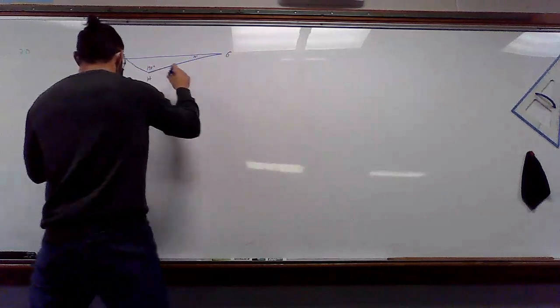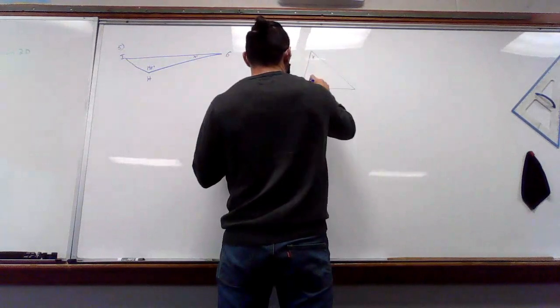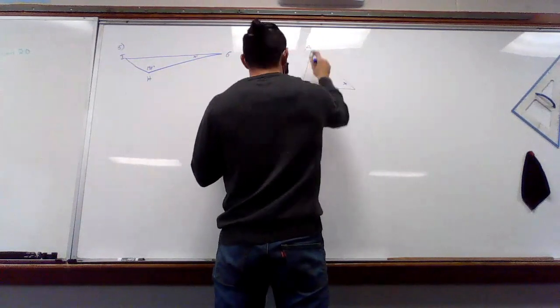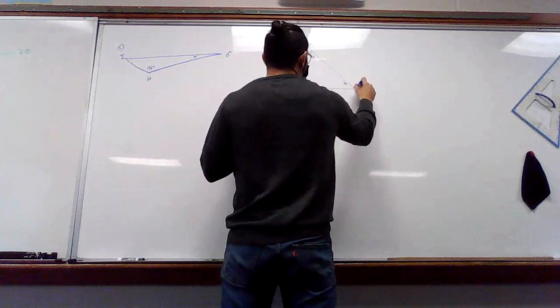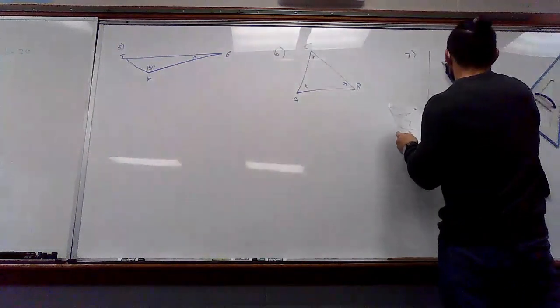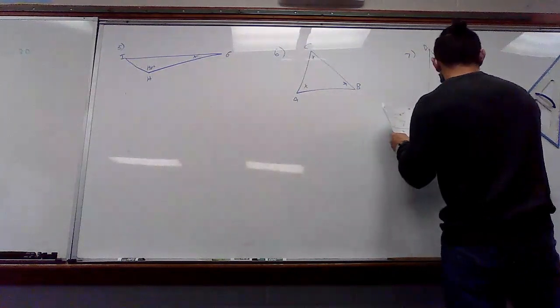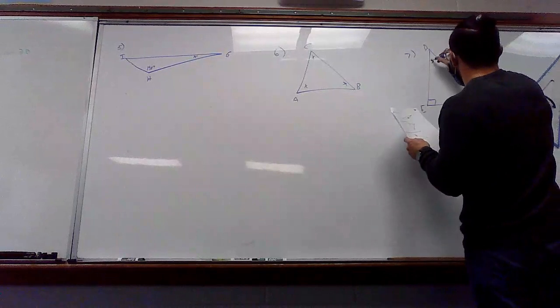I, G, H. Number 6 is, actually it's CBA. And number 7 is a right triangle. I probably shouldn't have said that. That might have given it away. D, E, F, and 57 degrees.